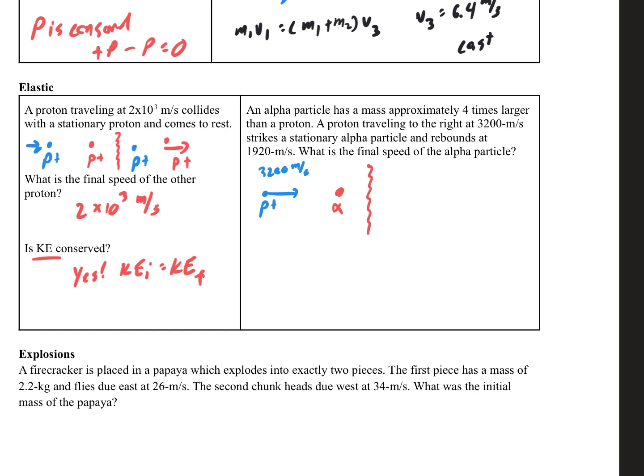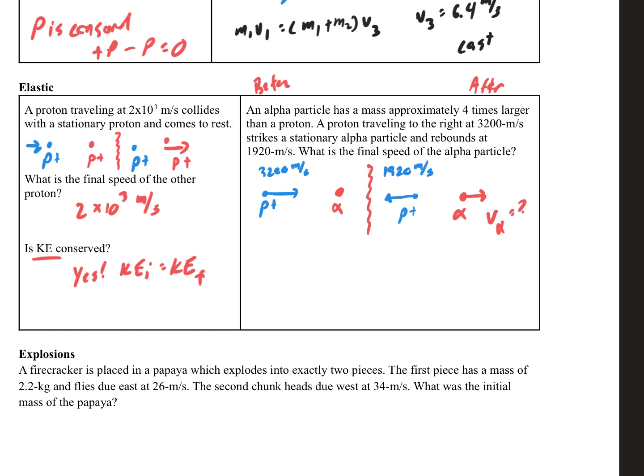They collide. So over here, this is the before side, and over here is the after side, okay? What happens is the proton ends up bouncing off of that larger alpha particle at 1920 meters per second. Then the alpha particle, and what we like to do is sketch to scale as close as we can, whatever this velocity is. So I'm going to say v sub alpha. We don't know what that is.